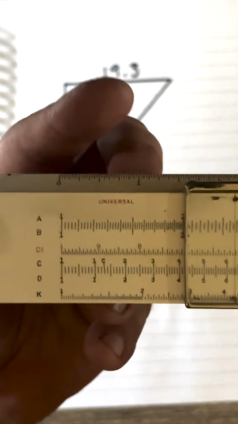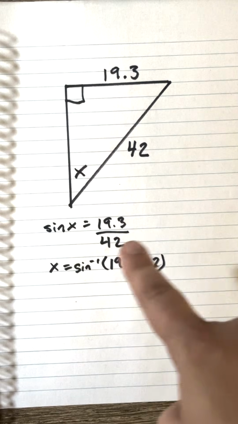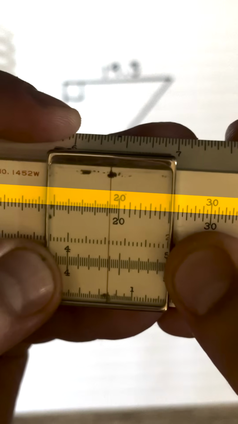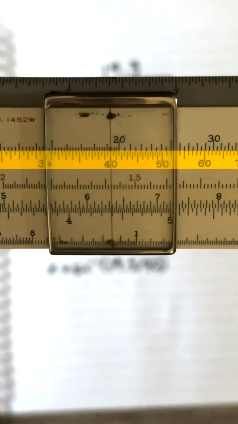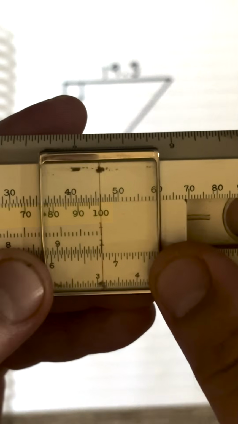Now with this particular slide, since we're going to be working with the sine scale, that works in relation to the A and B scales. So let's do our division up there. So we'll go to our first number, 19.3, go down to 19.3. Then our second number is going to be 42. So I'll slide 42 to the hairline on that B scale. Then we want to slide to the right index to get our answer.